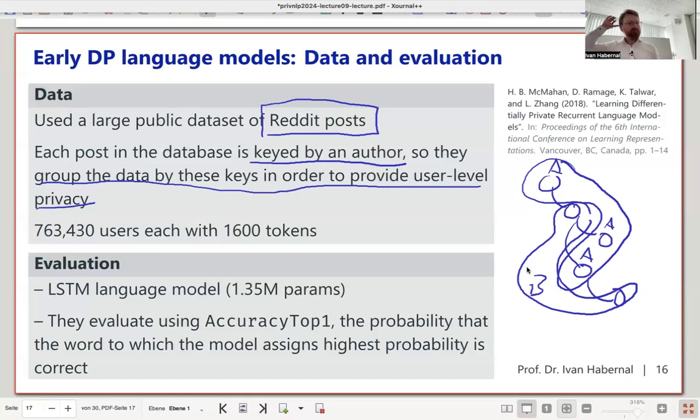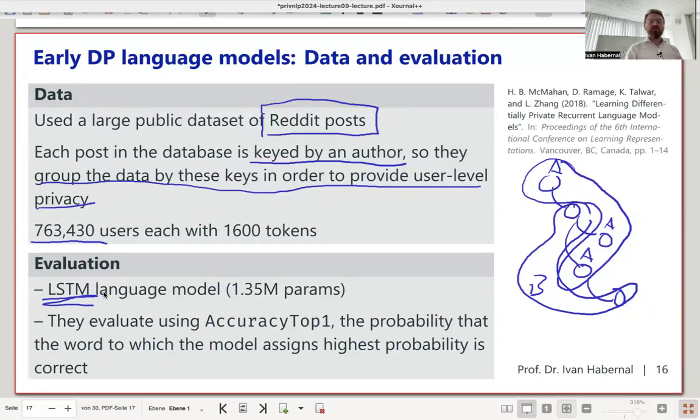Awesome. So they ended up with some number of users, each with roughly 1,600 tokens. So this is the preparation of the data set. This is an interesting assumption, and the actual model that we're using is not GPT. It's something I would call old school nowadays. This is an LSTM, a long short-term memory language model. If you don't know LSTM, that's okay, because it's an old technique for old problems. It's a recurrent neural network.